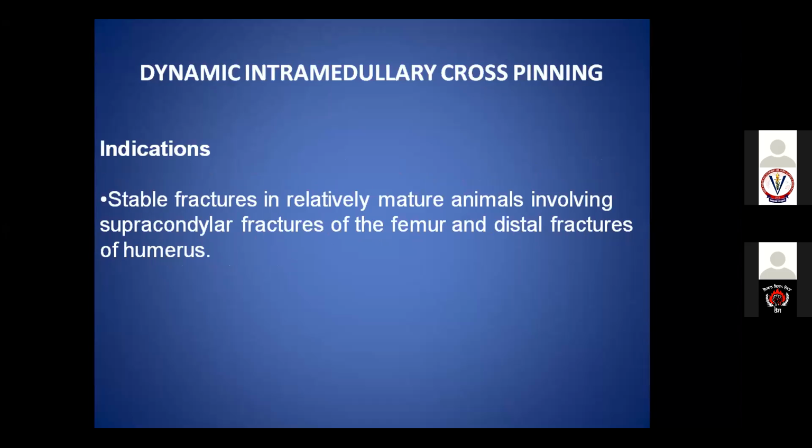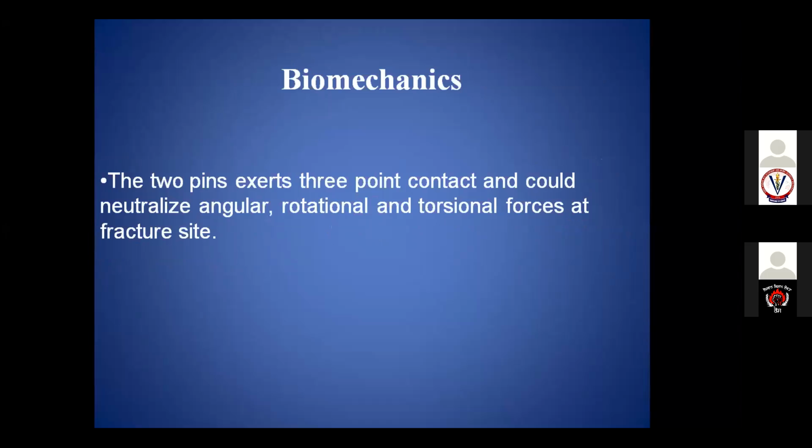Another procedure is dynamic intramedullary crossing. It is regularly used in mature animals, for example, supracondylar fractures or distal fractures of the humerus. It's dynamic because we'll see the mechanism. Here we use 2 pins, and they exert contact at 3 different points. So 1 pin provides 3 points of contact. That means 2 pins, 3 into 2, 6 contact points are provided with this dynamic crossing.